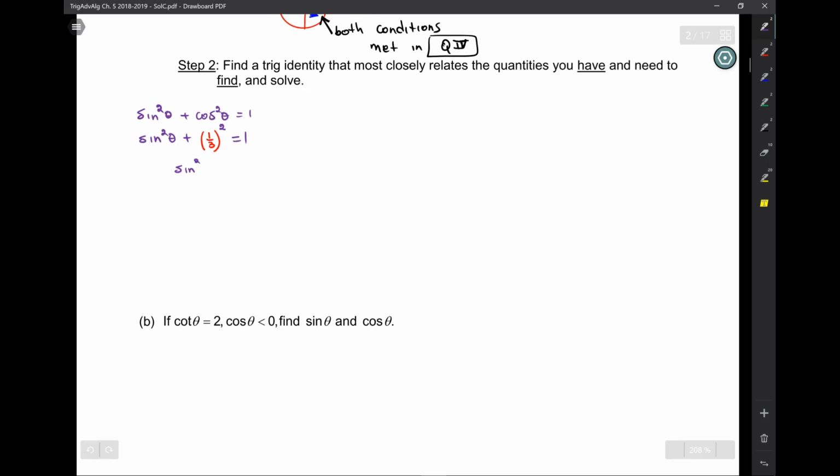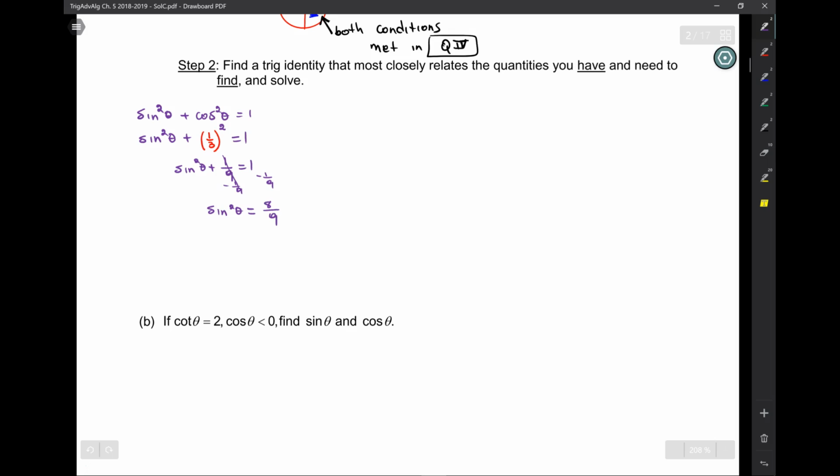So sine squared theta plus, how do I square the 1 over 3? Who does that 2 belong to? Both of them. So it's 1 over 9 equals 1. Now, how can I get rid of the 1 over 9? It's sine squared plus 1 over 9, so I would have to subtract. So sine squared theta is 1 minus 1 over 9, 8 over 9.